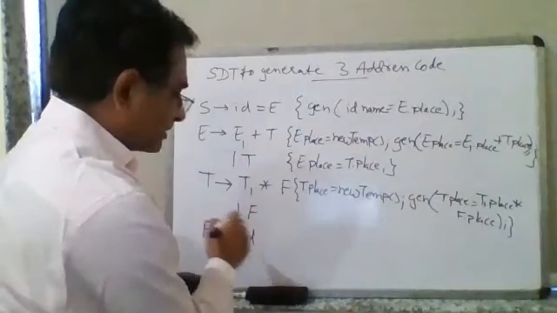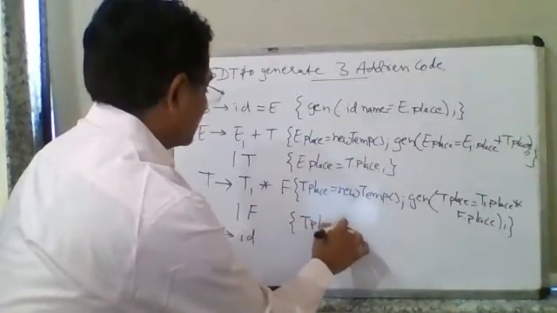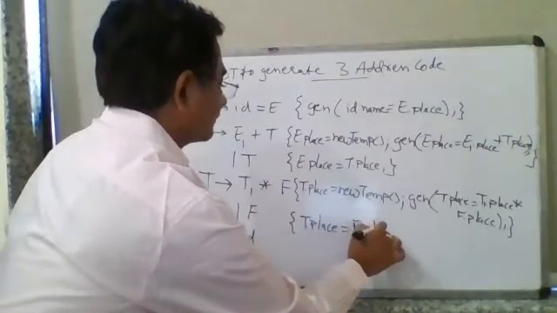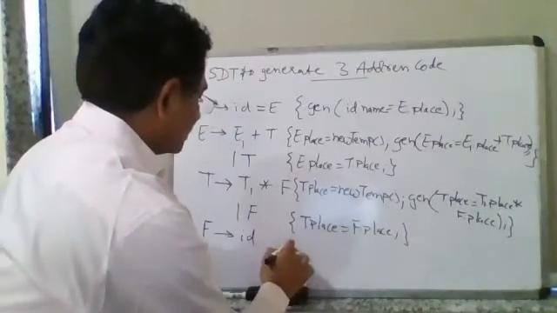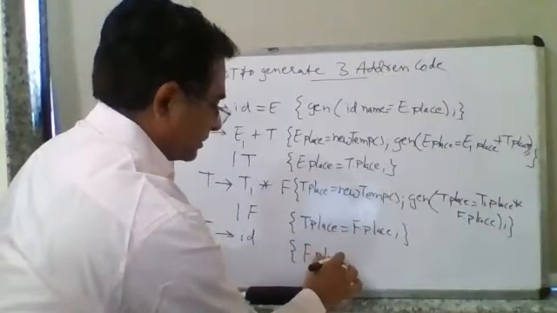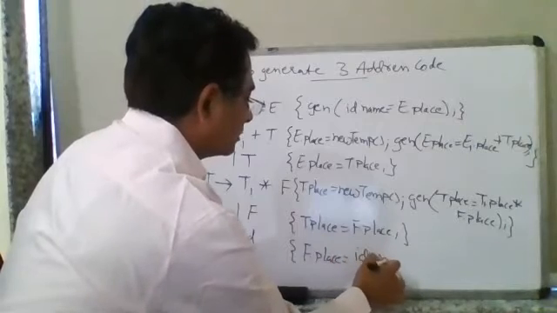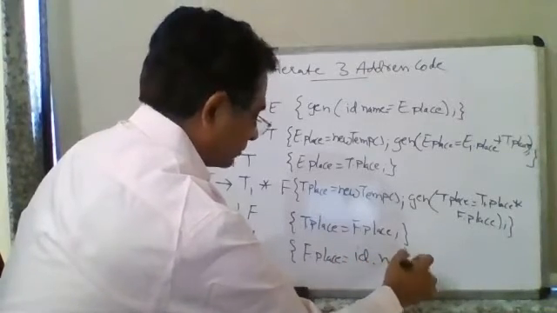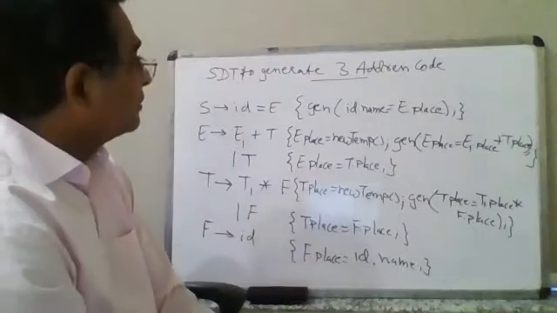And for this f, it is going to be t dot place equal to f dot place, right? And for this, f dot place is equal to id dot name, right? Id dot name. So there is always going to be some variable name associated to the identifier.